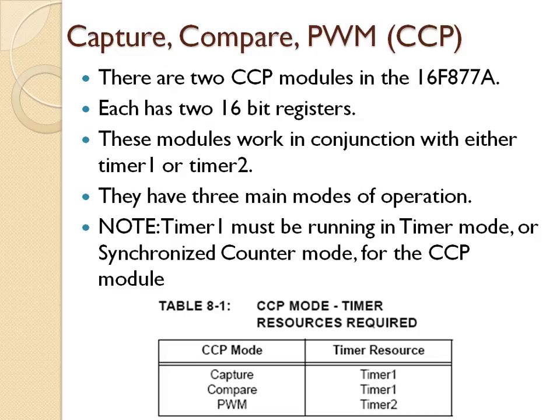Now if you are using timer 1, then you can only go with the CNC feature, that is capture and compare. If you are using timer 2, then you can go with PWM mode. So if you want the PWM feature, you have to use timer 2. If you want capture and compare, you have to use timer 1. Timer 1 must be running in timer mode or synchronized counter mode for the CCP module. So if you are using timer 1, then it should be running in timer mode or else in synchronous counter mode for using this feature.